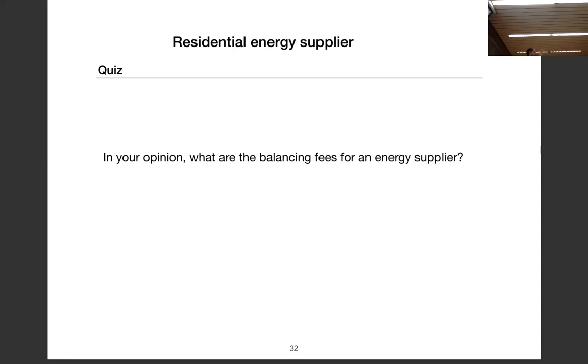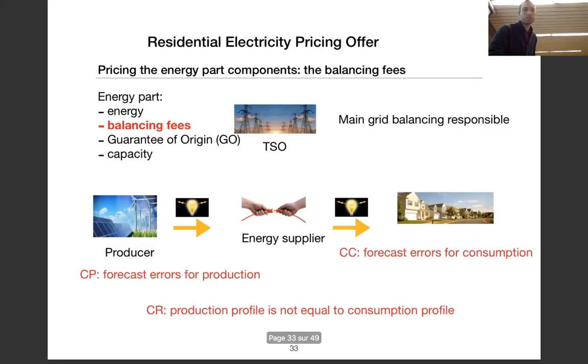So how can I match the demand at all times? Maybe I will need to buy a different kind of energy product to match the demand. These are the balancing costs, balancing fees. So I will have a cost for the forecast error for production. I will have to pay something for the forecast error for consumption. And I will have to pay something because the production profile is different from the consumption profile.